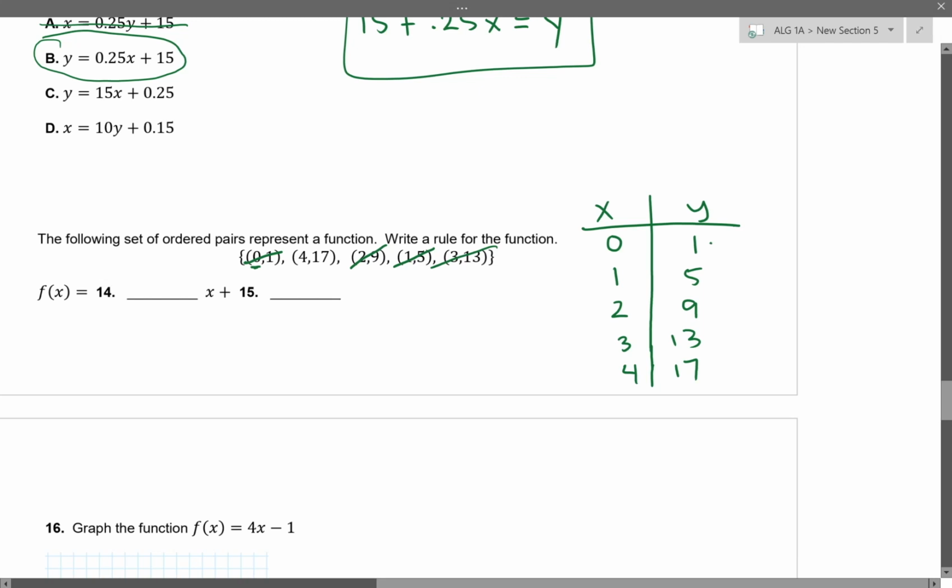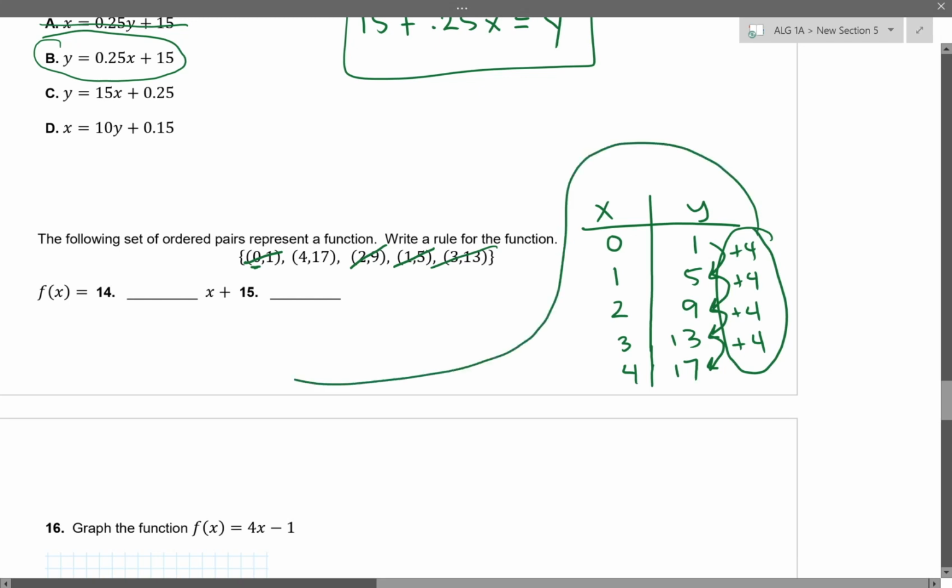Okay, so what is my difference between these ones? 1 to 5, 5 to 9, 9 to 13, and 13 to 17. So 1 to 5 is a difference of 4. 5 to 9 is a difference of 4. 9 to 13 is a difference of 4. And 13 to 17 is a difference of 4. So this difference right here, these 4's, is my x value right here. So this right here is 4.